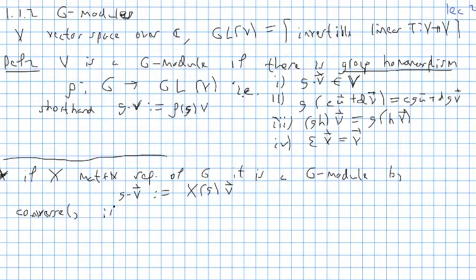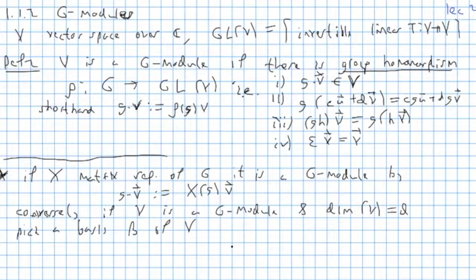Conversely, if we have a G module and the dimension of V is D, then if we pick a basis of my vector space, X of G would be the matrix corresponding to the representation rho G.